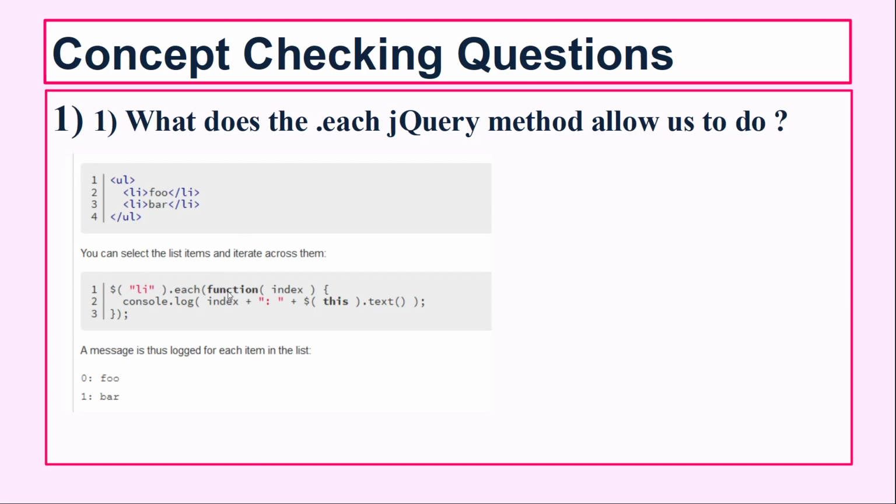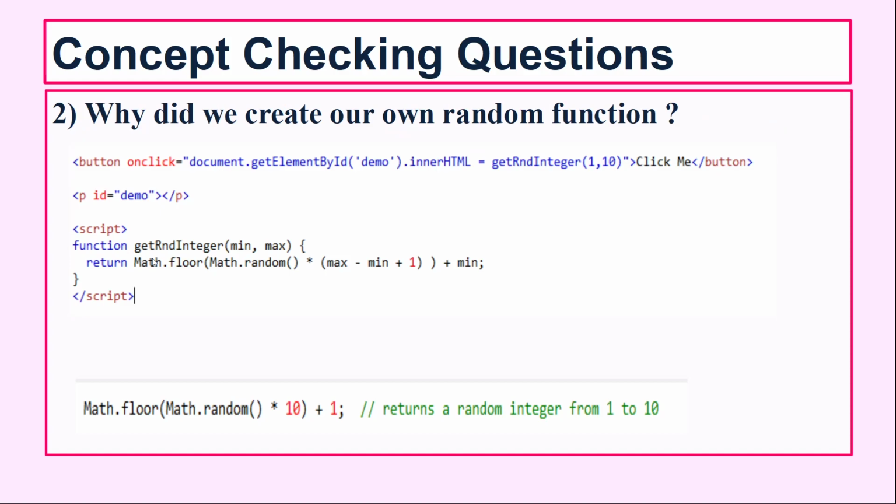Number 2, the second question. Why did we create our own random function? Well, if you look at this code here, we've created a function here, and we want to get between 1 and 10. We know we can get 10 because we've got the +1 here, so it's between the minimum and the maximum, and it includes both the minimum and the maximum. So in our function here, we can say, what do we want the minimum to be? What do we want the maximum to be?